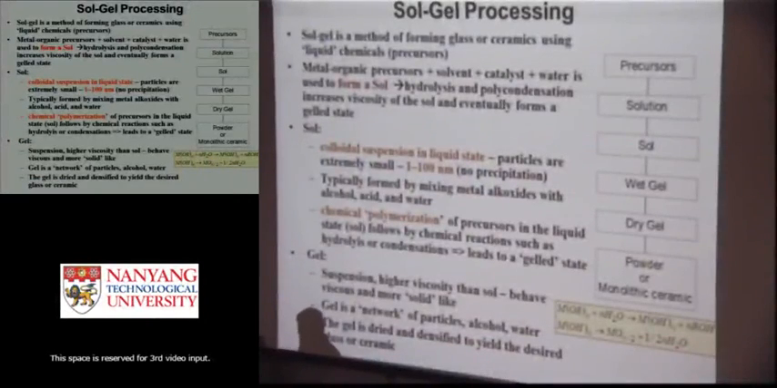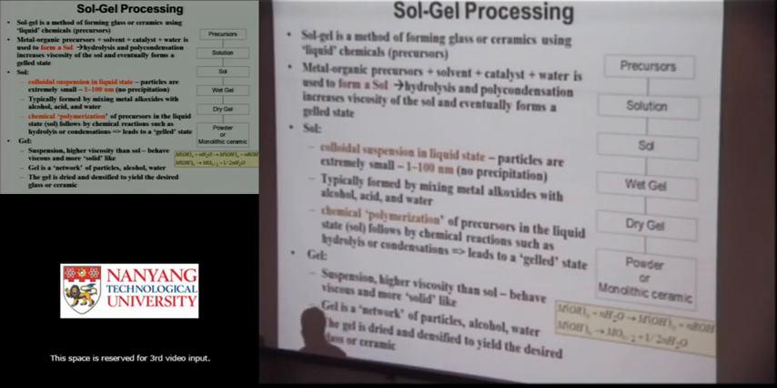Okay, so now we talk about sol-gel processing. We have talked about several methods. Like we talked about cold pressing plus sintering. We talked about hot pressing. Then we talked about liquid infiltration, right? And we talked about CVI. Right? Now we talk about sol-gel processing. Sol-gel processing is something like this.